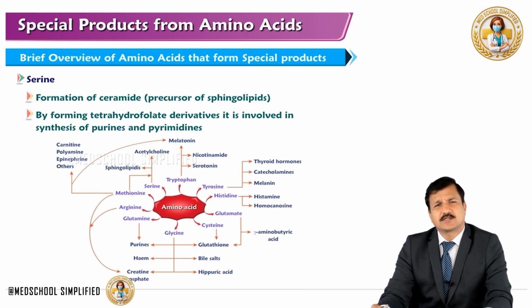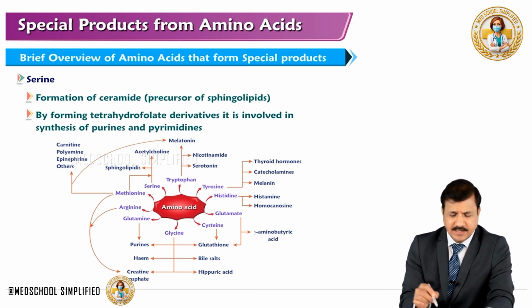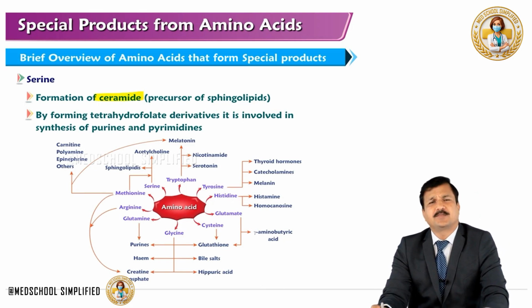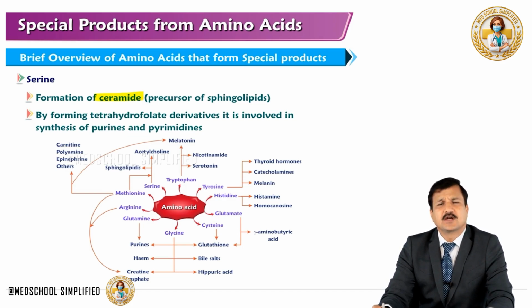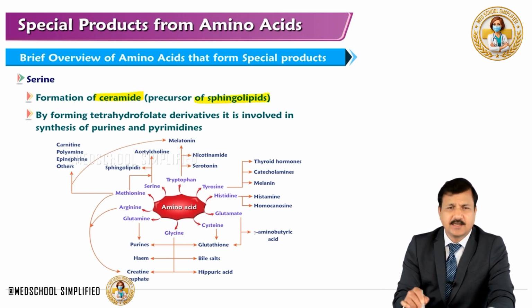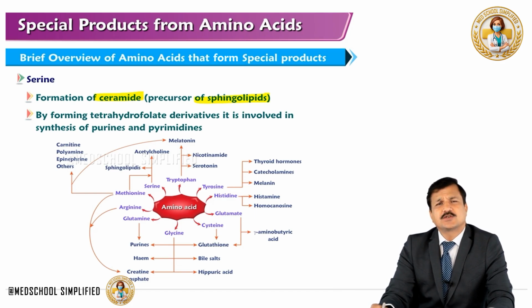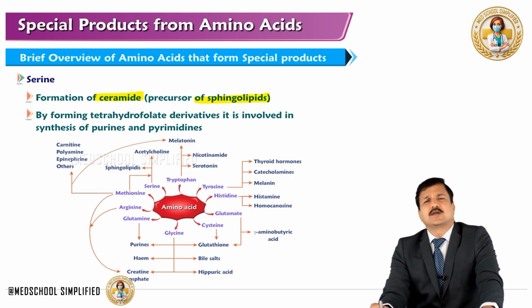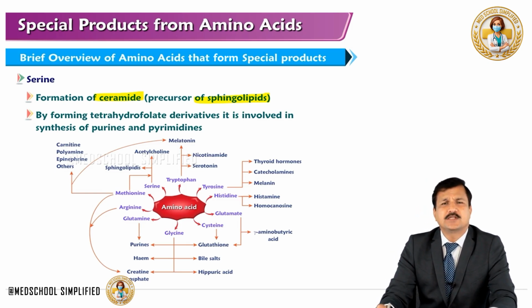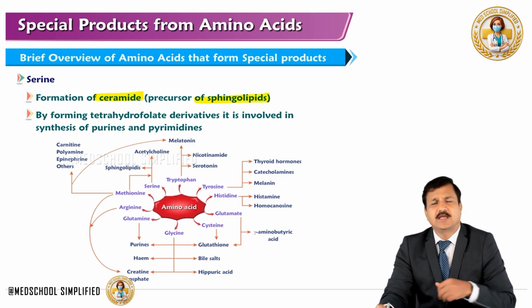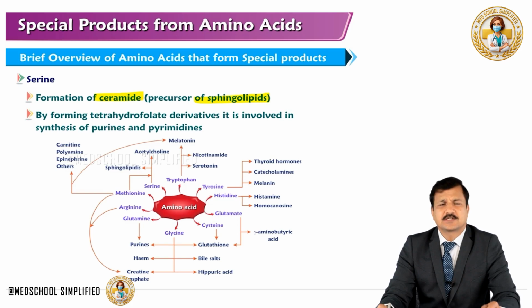Coming to special products that come from serine. Serine is involved in the formation of ceramide, and ceramide is the basic structure from which sphingolipids are made in our body. And also serine is involved in the formation of tetrahydrofolate derivatives, which are involved in the formation of purines and pyrimidines, especially N5,N10-methylene tetrahydrofolate, which comes from serine metabolism.